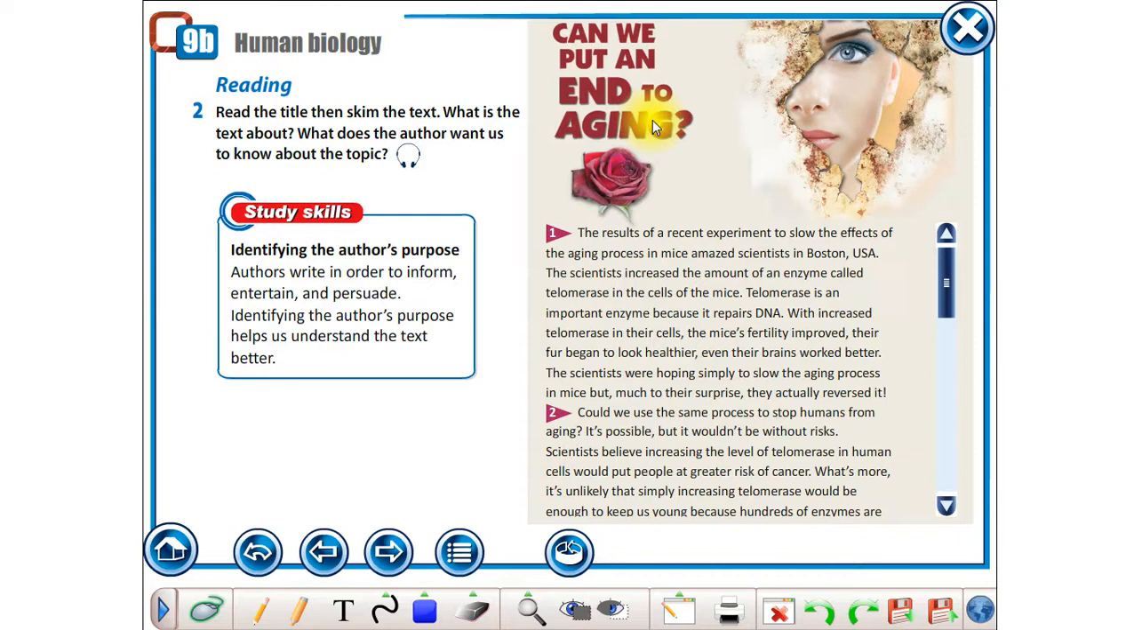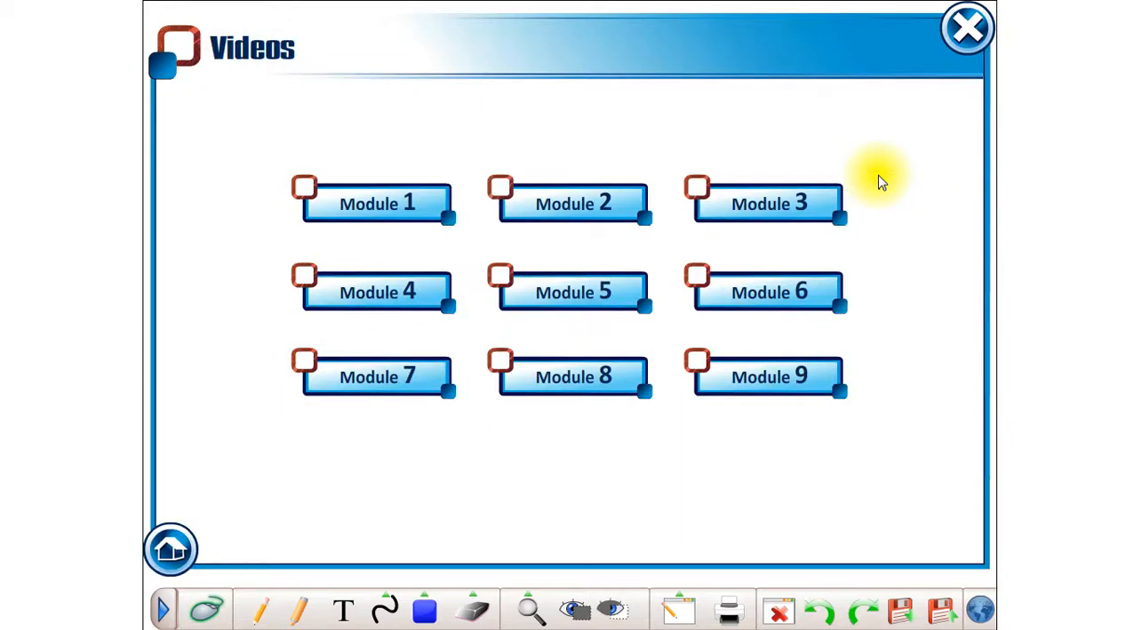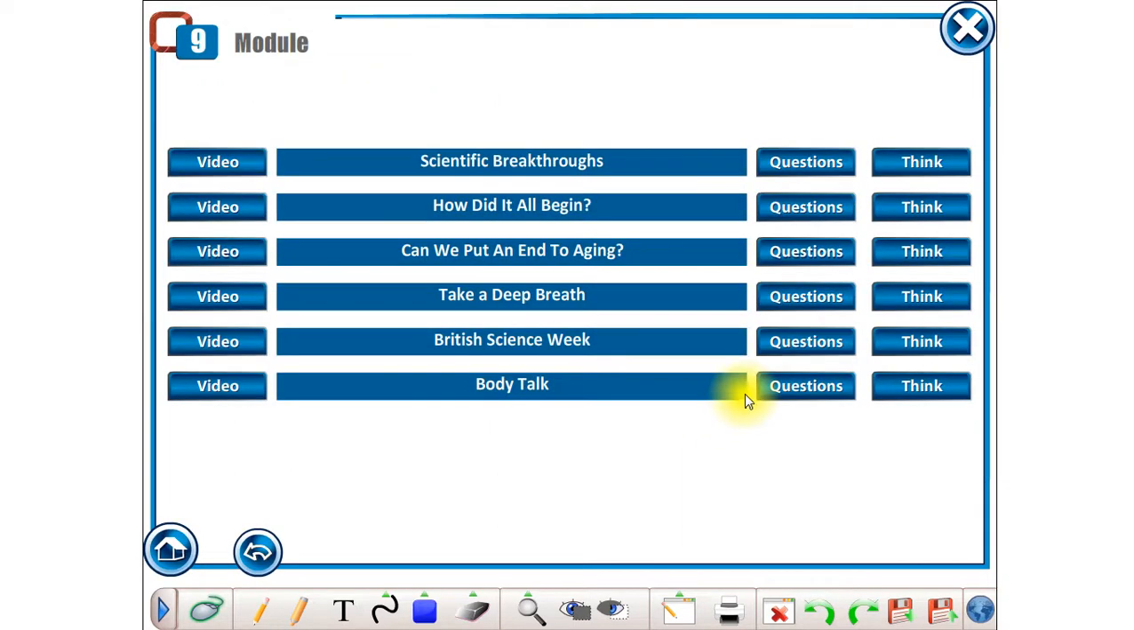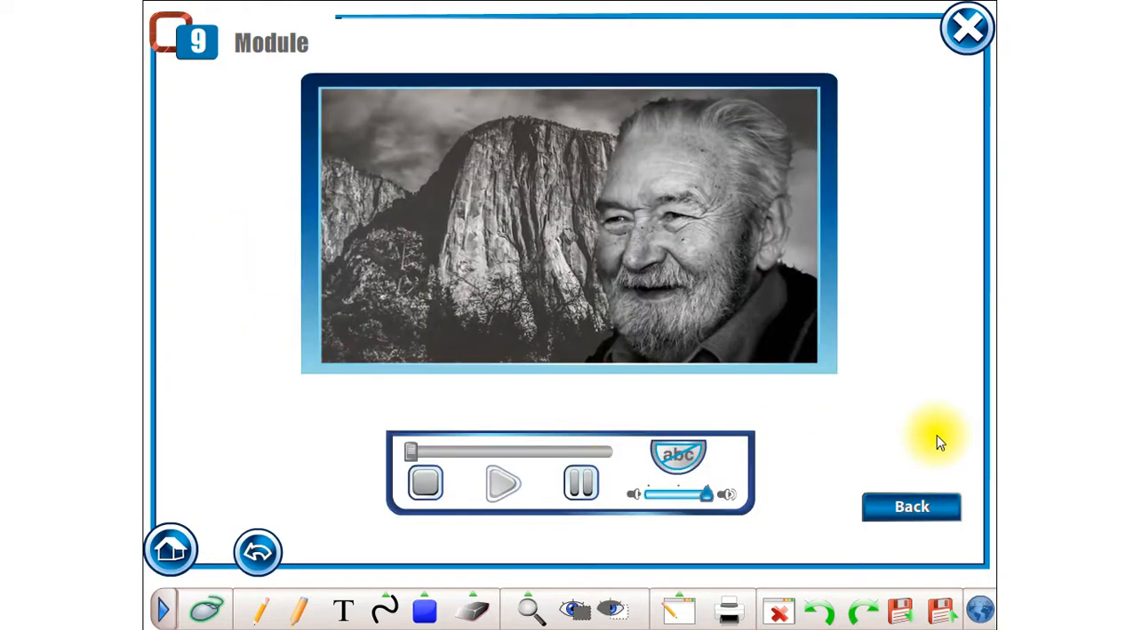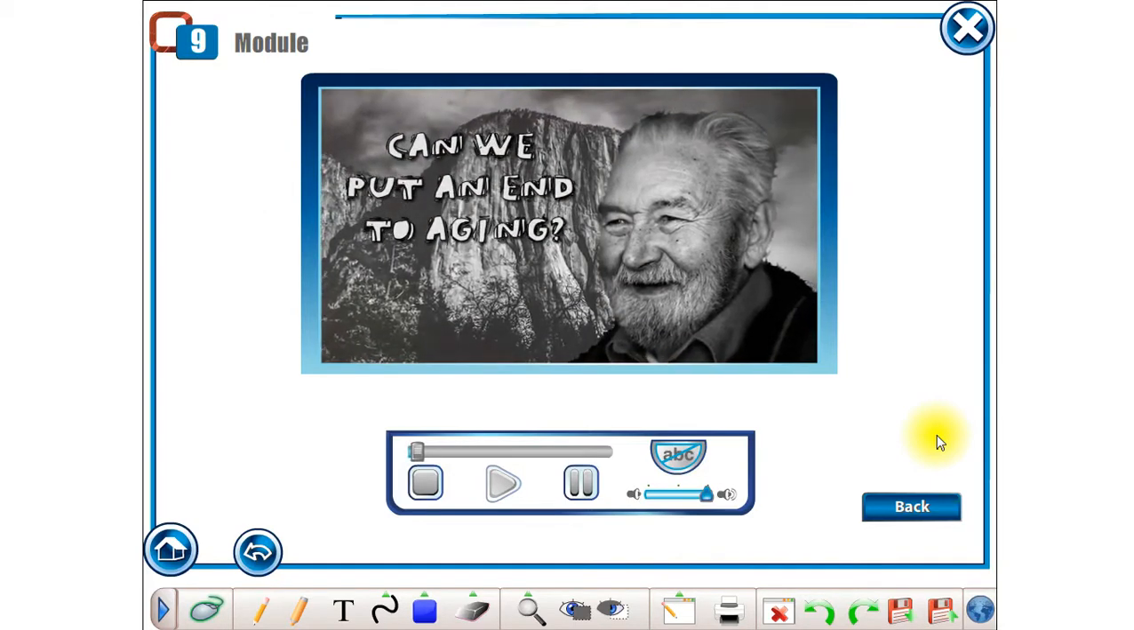And your task is to define the author's purpose and answer these questions. What is the text about, and what does the author want us to know about the topic? So let's start. Watch the video please, and try to answer these 2 questions and find the author's purpose. Let's start. Pay attention to our keywords and phrases.